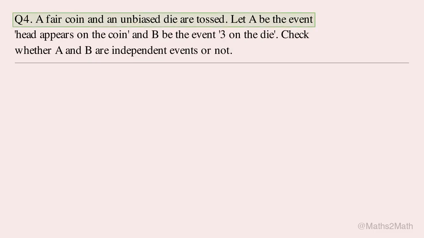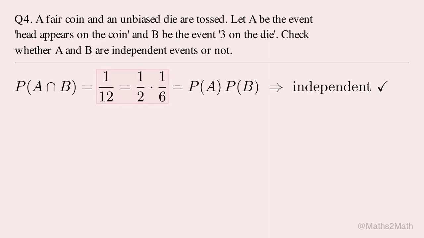Question 4. A coin and a die together, 12 outcomes. Compare the intersection with the product. P of A is a half, P of B is a sixth, and the single outcome head-in-3 has probability 1/12, exactly the product, independent.